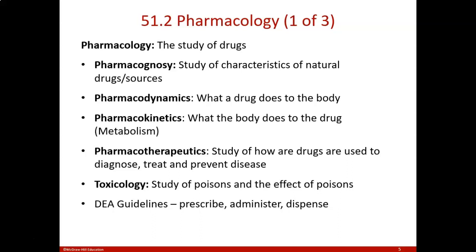Okay, and so kind of at the bottom of this is we use the DEA. That's just the drug.